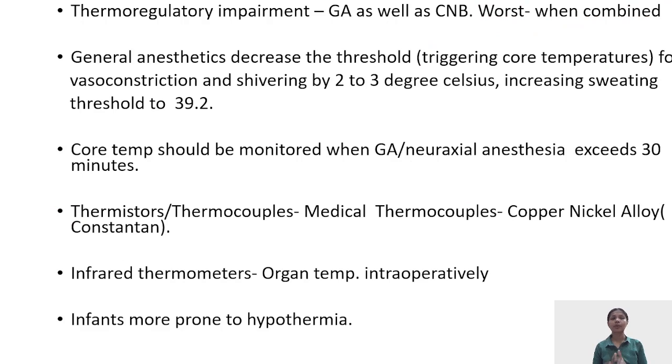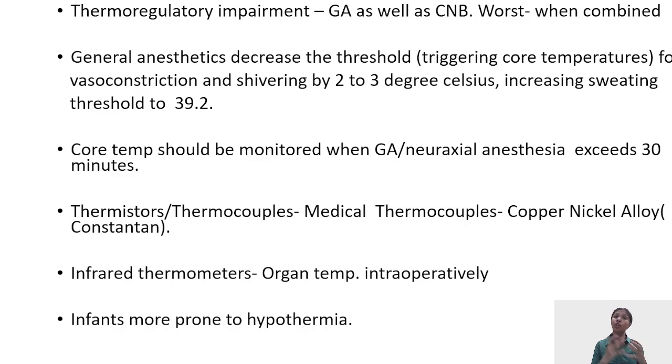Moving forward to the temperature again. See, thermoregulatory impairment occurs under general anesthesia as well as under central neuraxial block. Please remember, whenever the patient is under regional anesthesia, the first thing that happens is vasodilation. Suppose you have given the block at the level of T12. Below T12, there is a vasodilation response, because of which you have an increase in evaporation or an increase in loss of heat from the body, leading to hypothermia.